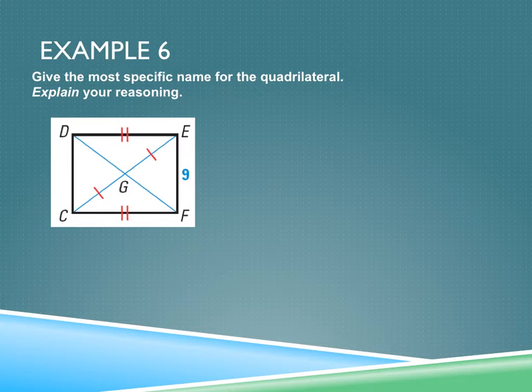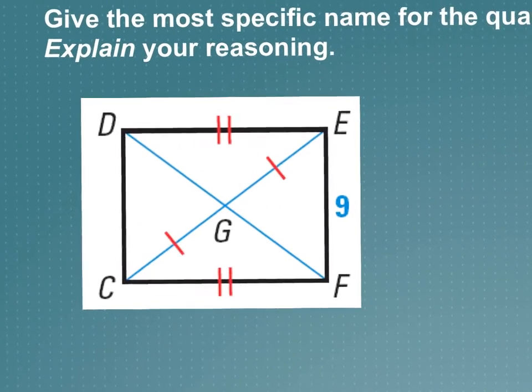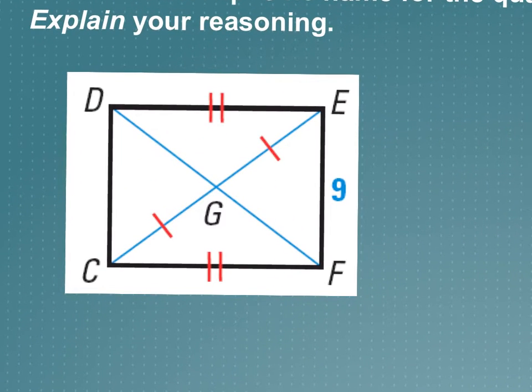This example, example 6, says give the most specific name for the quadrilateral and explain your reasoning. If you look at the quadrilateral that's drawn, it gives you specific information about this pair of opposite sides, that they are congruent. You have a measurement over here, but nothing to match it on this side. And then you've got this one diagonal that's being bisected. So I don't know anything about the other length of the diagonal.